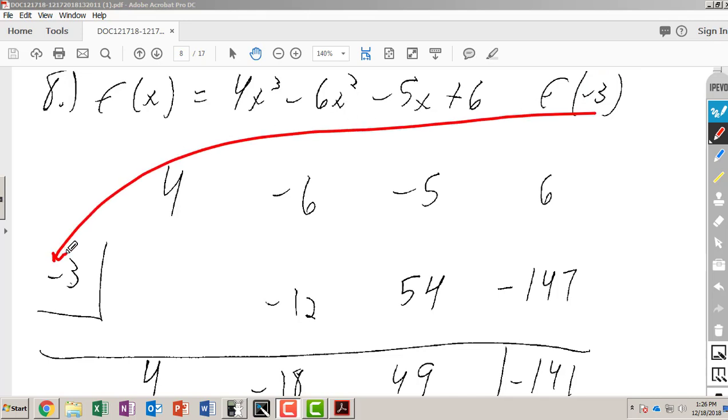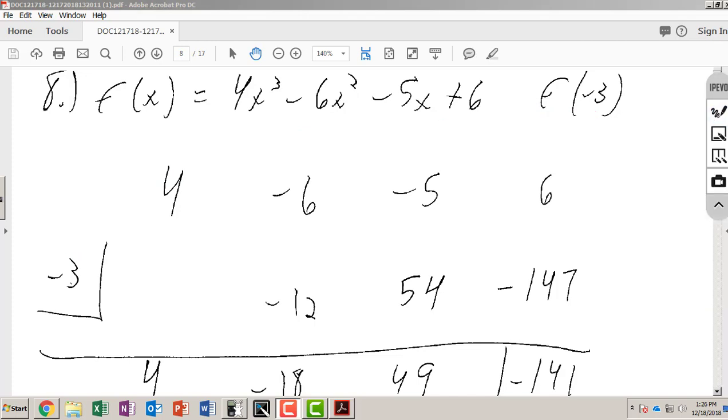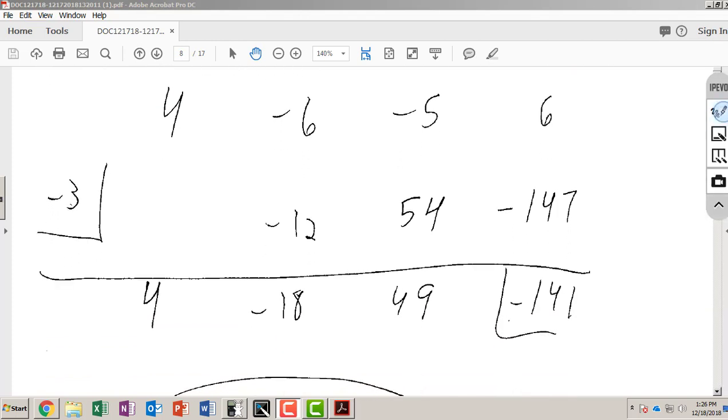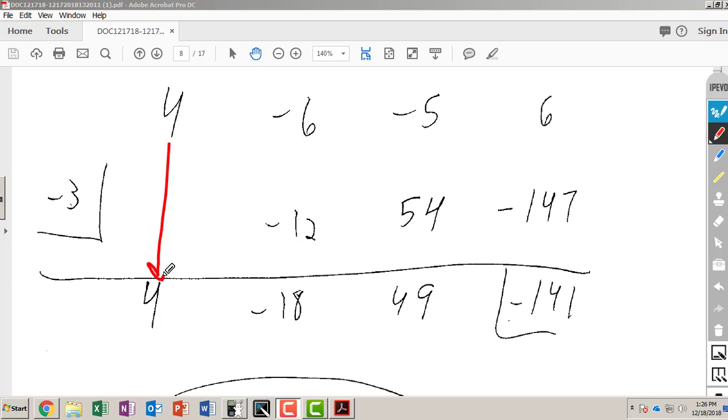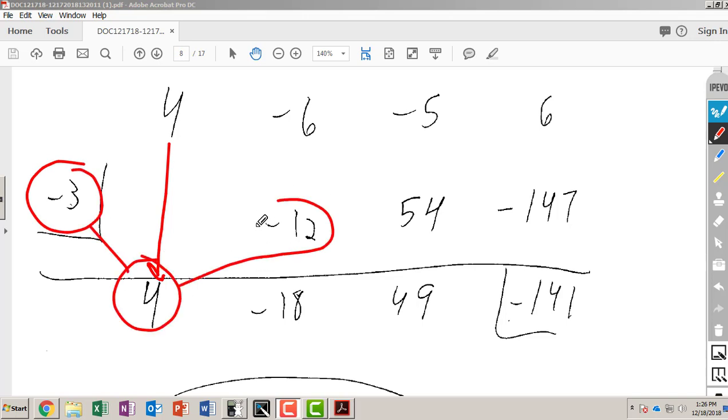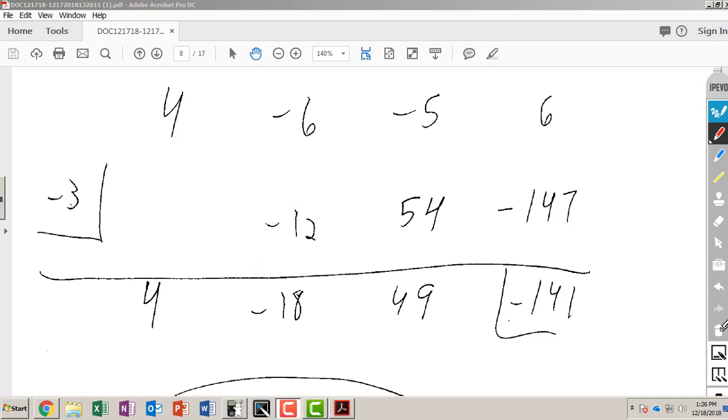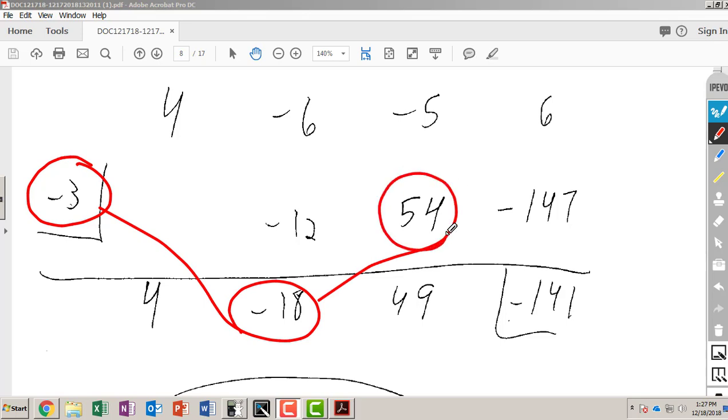Now that we've done that, we're going to run it through the synthetic division. Remember from our last problem, you bring down your first one, so that's 4. Then you multiply negative 3 times 4, which gives you negative 12. Then you add: negative 6 plus negative 12 gives you negative 18. Now you repeat the process. Negative 3 times negative 18 gives you 54. Then add negative 5 plus 54, which gives you 49.